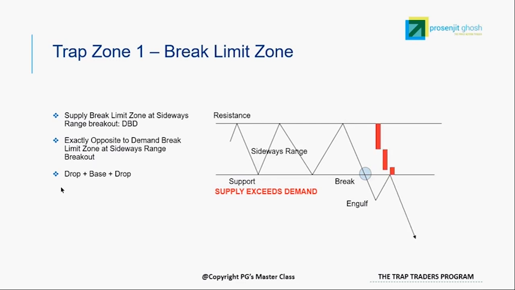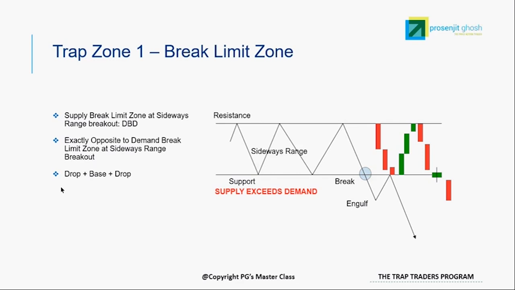So how does it look? Price comes down, moves up. This is sideways movement. Then price comes down, creates a base candle at the support. Okay, and the base candle may be green, and because of the green color, many market participants think that the price will go up, and they are trapped. And once they are trapped, what happens? Price falls down and closes below, the engulf happens.